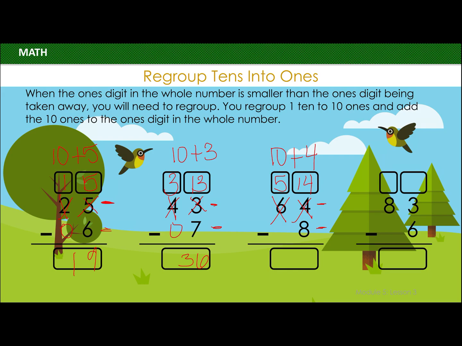So we now do 14 minus 8, and that gives us 6. We know that 5 minus 0 is 5. So we bring down that 5, and our answer is 56.